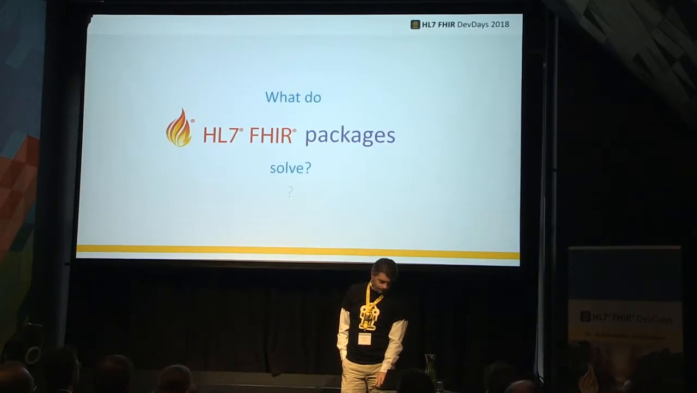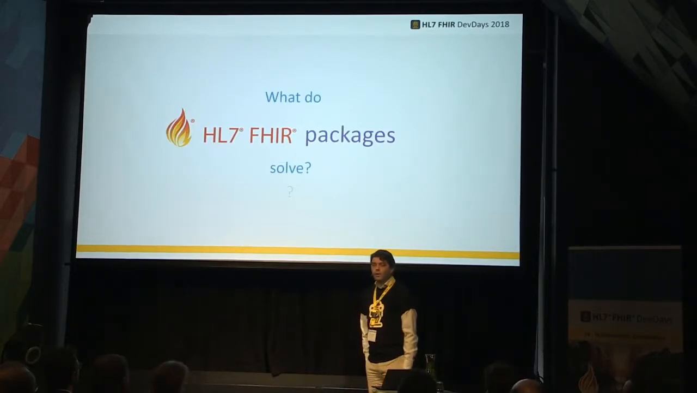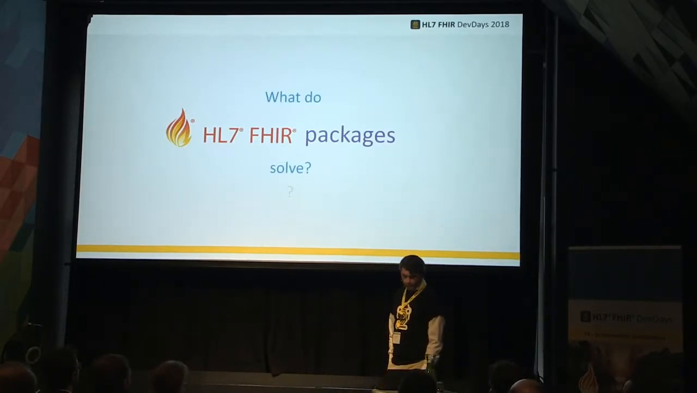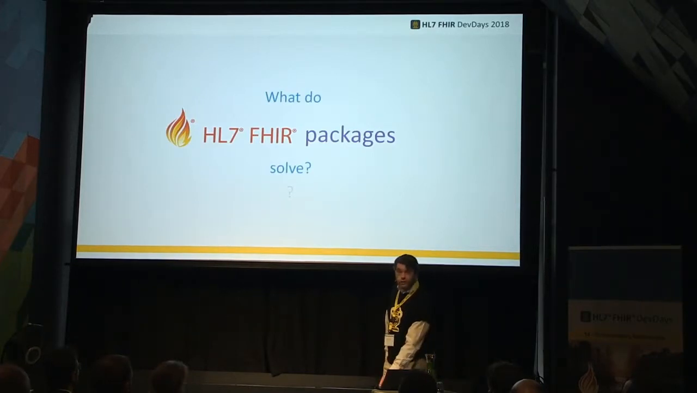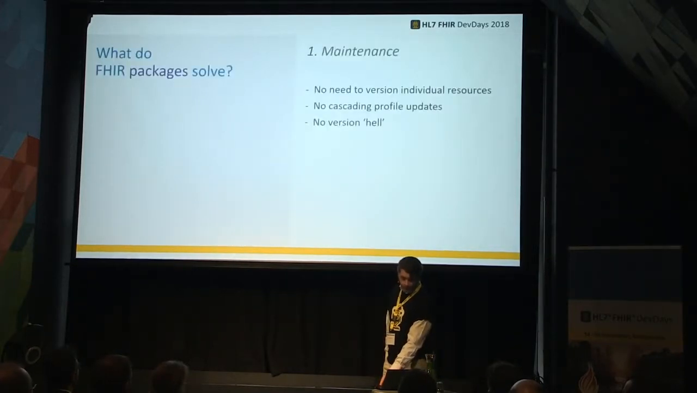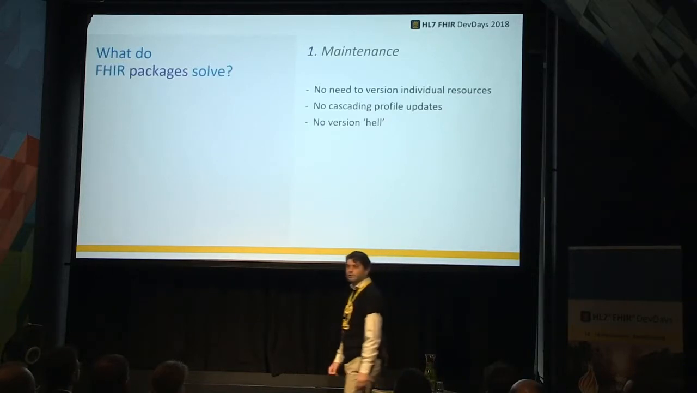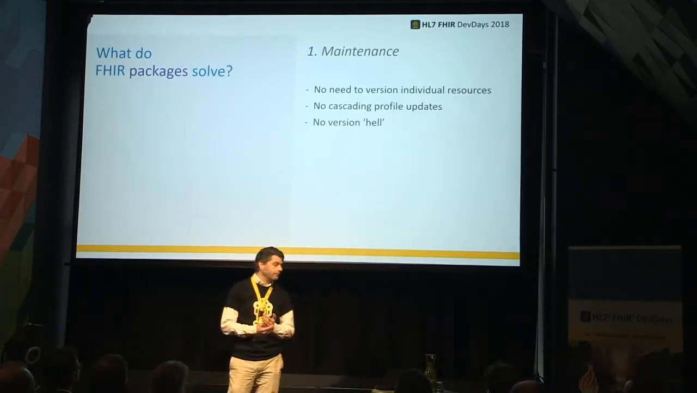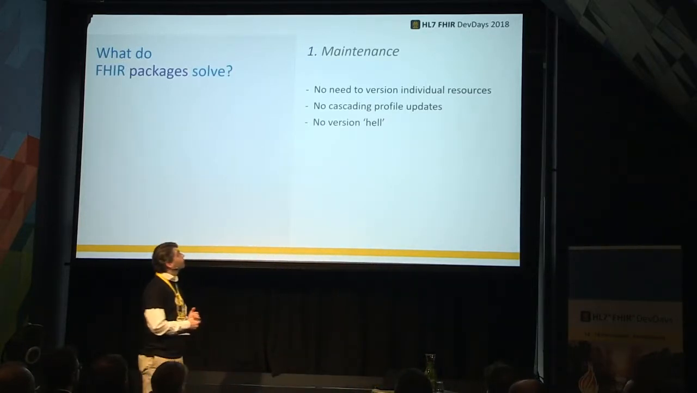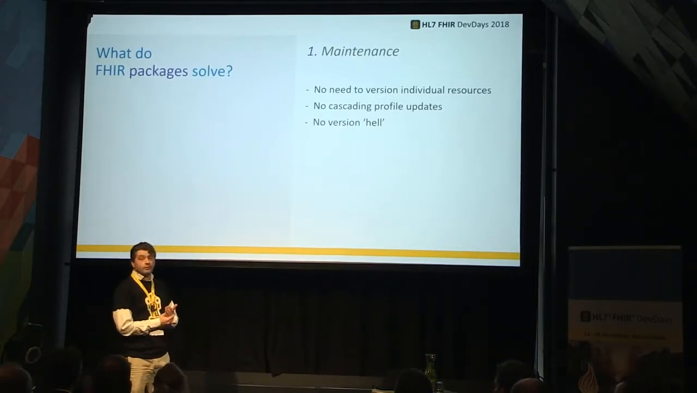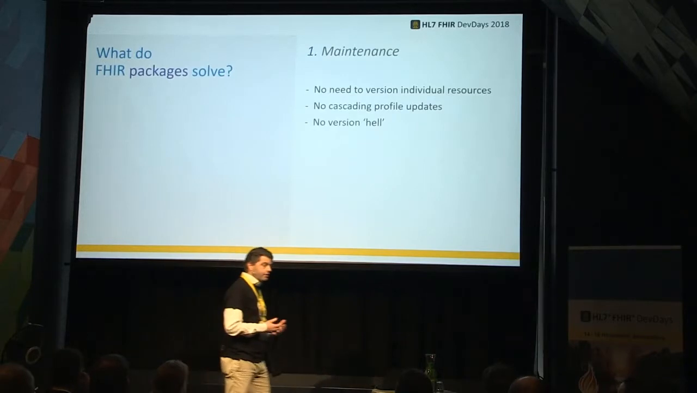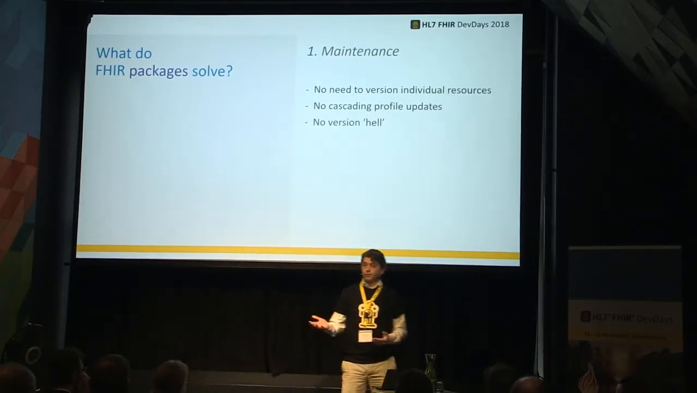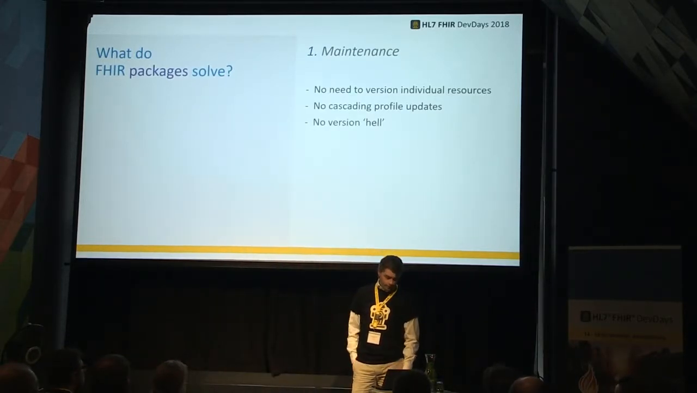So, now, what do FHIR packages solve? First of all, of course, the version issues that we just described, but it solves more. And that's why most of the people that started working with this idea became very enthusiastic. First of all is the maintenance. There's no need to have individual resources. You still can, of course, because canonical URLs still have that option, but you don't have to anymore.